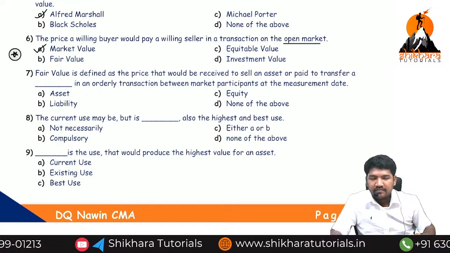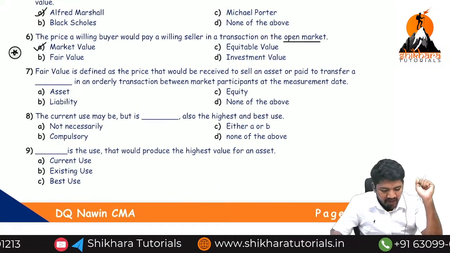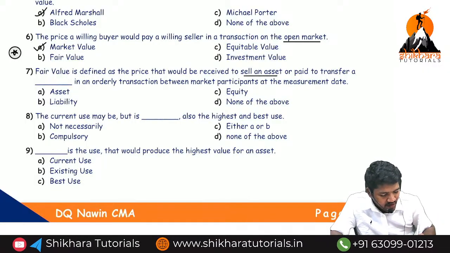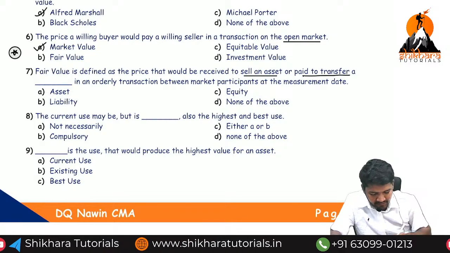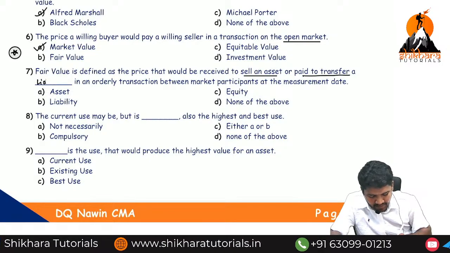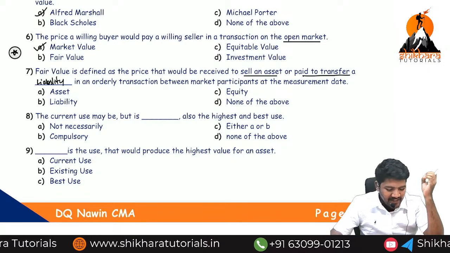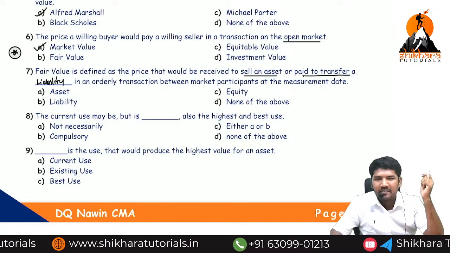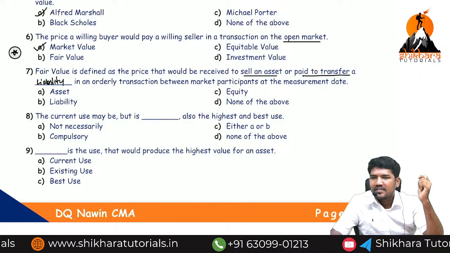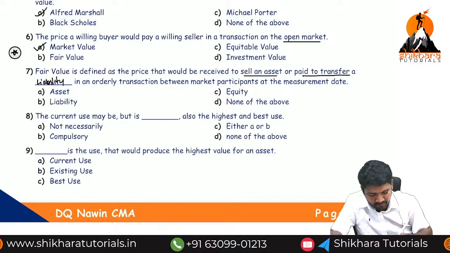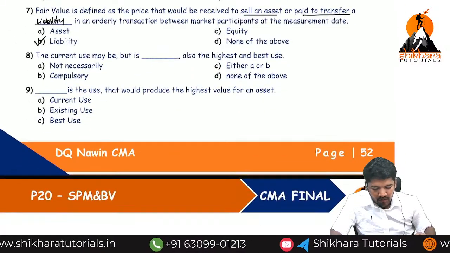MCQ number 7. Fair value is defined as the price that would be received to sell an asset or paid to transfer a what? Liability. In an orderly transaction between market participants at the measurement date. So just one word is missed. That word is nothing but what, sir? Liability. Answer B. Now what about the 8th MCQ?